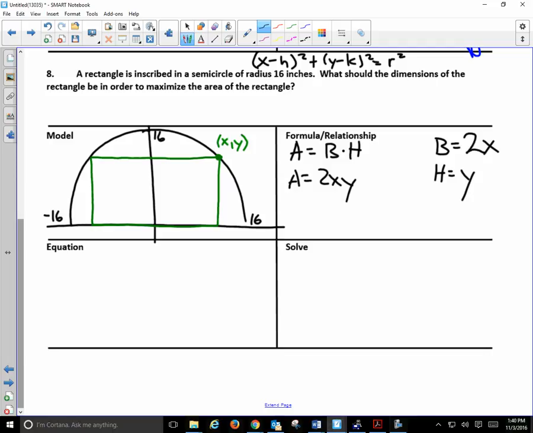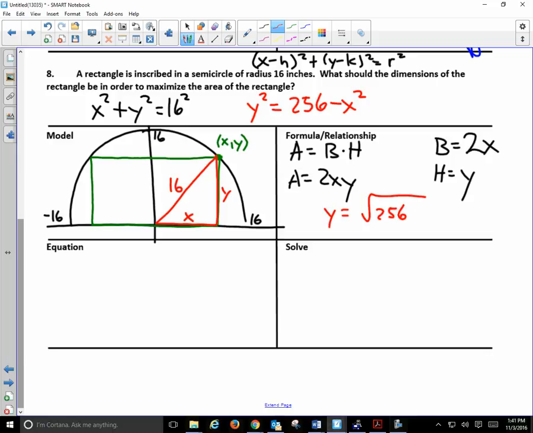Let's be clear, folks. Formula for a circle being in the center at 0, 0 is going to be very simple. X squared plus y squared is equal to 16 squared, right? You remember that. If you don't remember that, then go ahead and make a triangle out of it. It's no big deal. What's this side? Y. What's this side? X. And so you get x squared plus y squared is 16 squared. Same thing as the formula for a circle. Can we solve for y now? Y squared equals 256 minus x squared. Square root, so y is equal to the square root of 256 minus x squared.